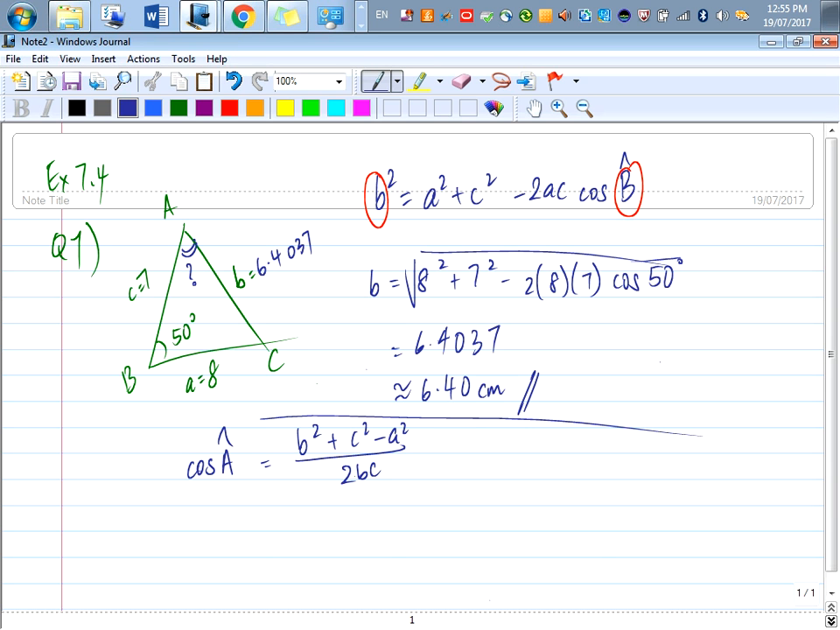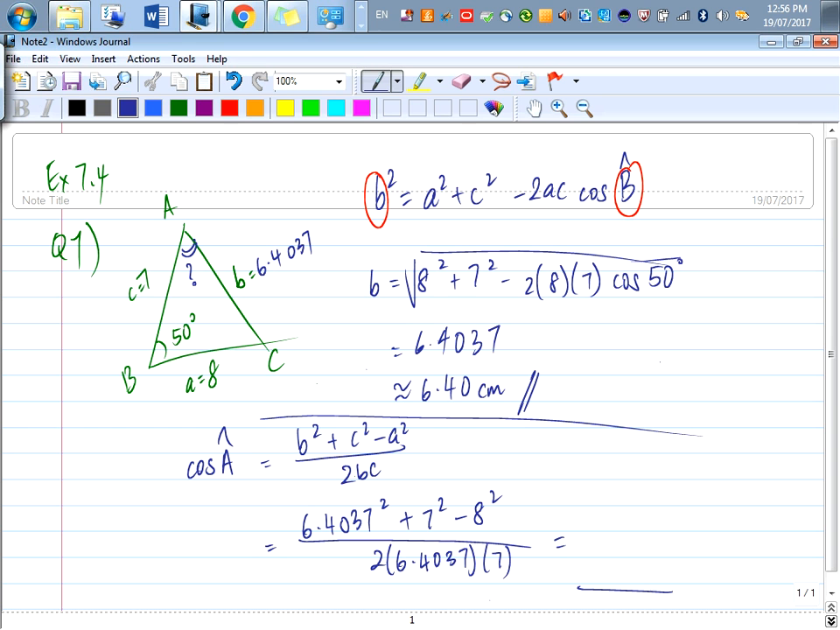Okay, so we can now substitute. B square will be 6.4037 square plus C, which is 7 square, minus 8 square, divided by 2 times B, which is 6.4037, times C, which is 7. Okay, just substituting. But before that, you must identify the correct formula to use. Once you have this, what can we do? We're going to evaluate this, right? You get a value.